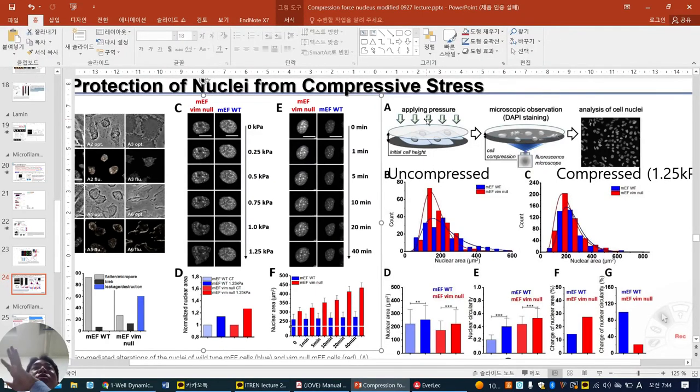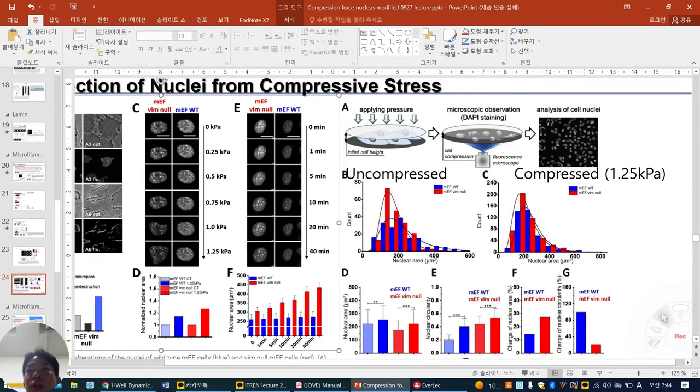Same setting for dynamic compression with a silicon mold. Okay? While they're applying pressure, they track the DAPI and analyze. Compared to uncompressed, which may also change a little bit, while compressed, this vimentin negative cell shows more cell area increase.